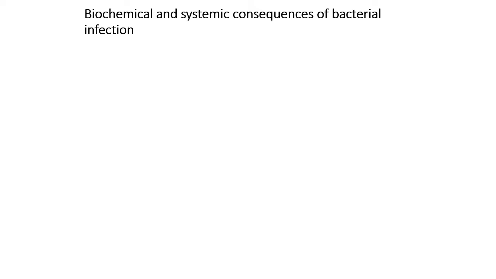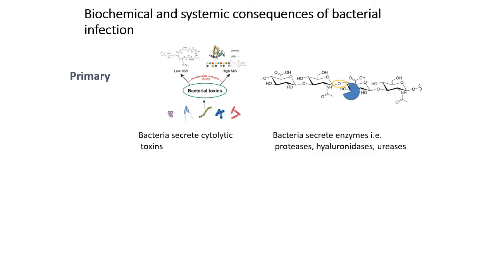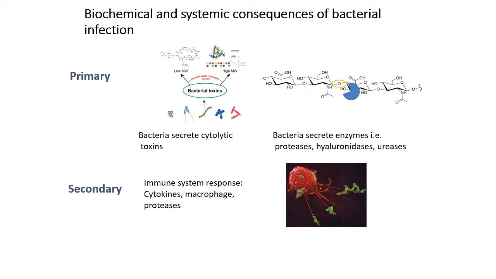So what happens if you get a bacterial infection? What are both the biochemical and the systemic consequences of that infection? We have a primary response, which is that bacteria can secrete cytotoxic, cytolytic molecules, and we'll look at this in a short while. And they can also secrete enzymes, such as proteases, which break down protein, hyaluronidases, which break down hyaluronic acid in our skin, and ureases that can convert urea into ammonia. The secondary effect, the consequence of this primary infection, is the immune system response.